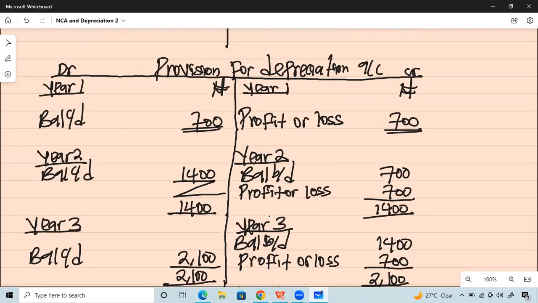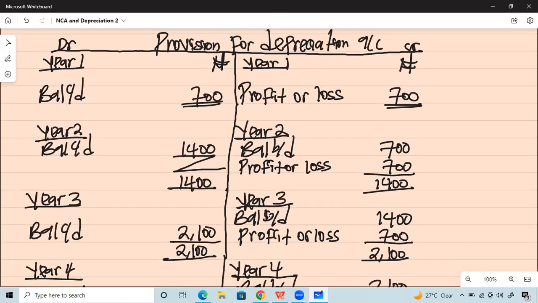In this provision for depreciation, you can see on the credit side, we say profit or loss. So when you now open the statement of profit or loss, the one that is on credit will now fall to debit. The one that is on credit will now fall to the P or L debit.